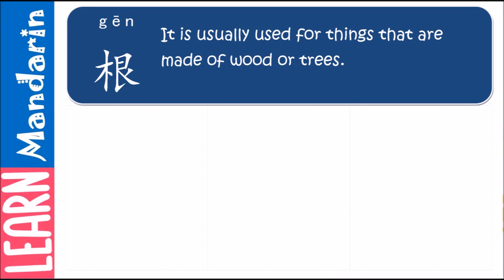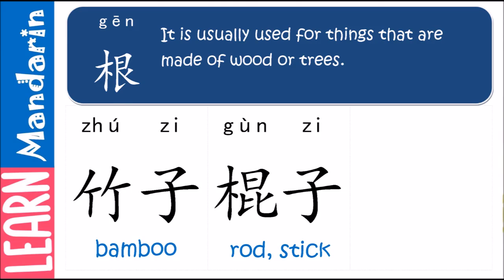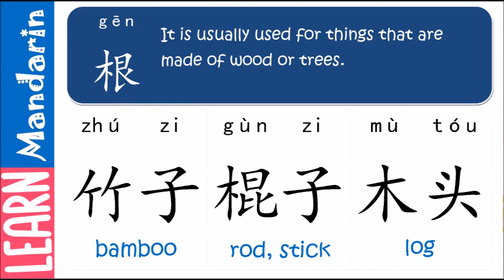根 is a measure word that is usually used for things that are made of wood or trees. Example of nouns that are commonly paired with the measure word 根 are 竹子, 棍子, and 木头.